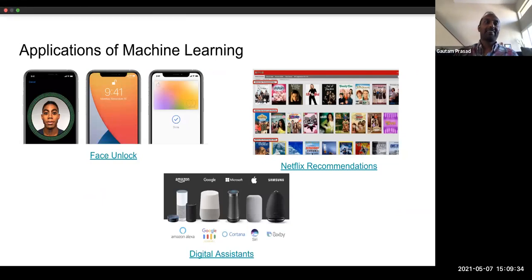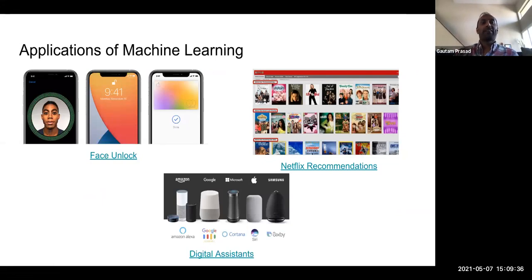Another really important development is for security purposes. So oftentimes the latest types of phones will use face unlock. And what they're doing is they are looking at your face, feeding it into a machine learning algorithm on your phone, and then identifying whether you are the owner of the phone or you're someone else.